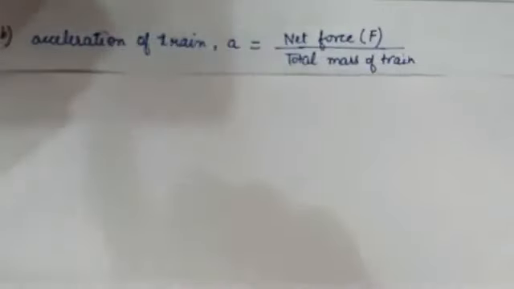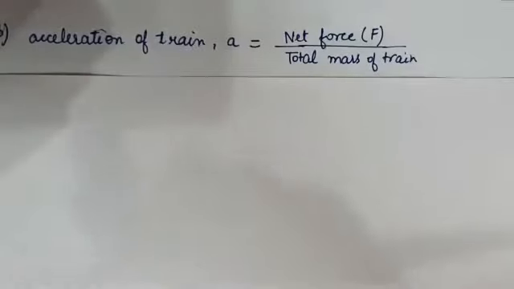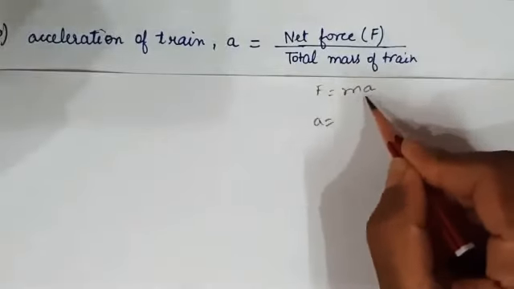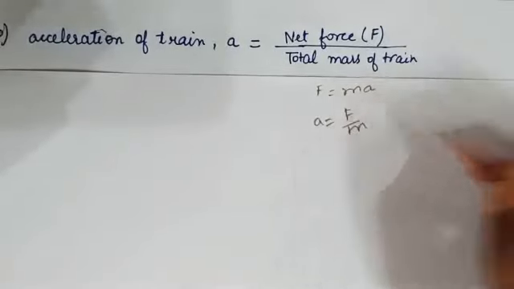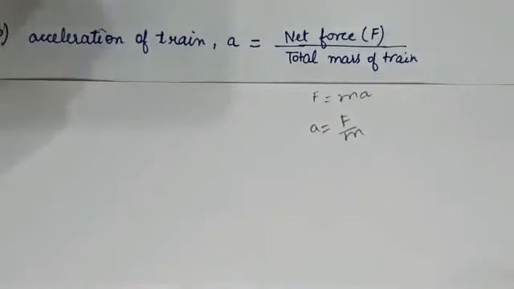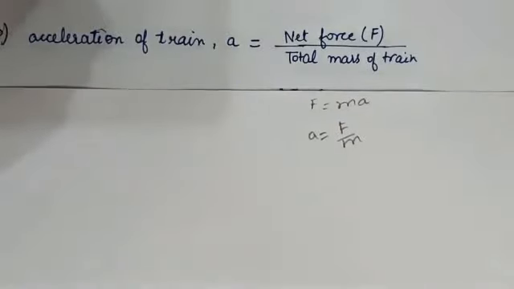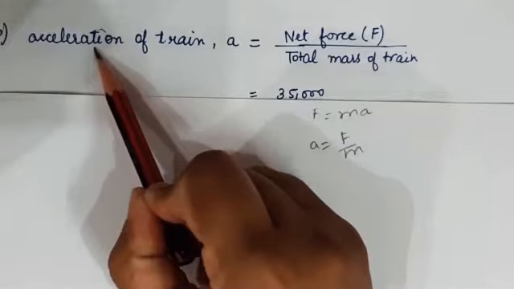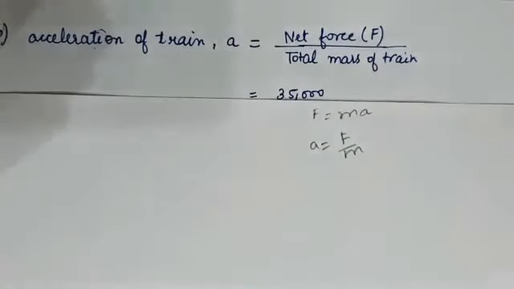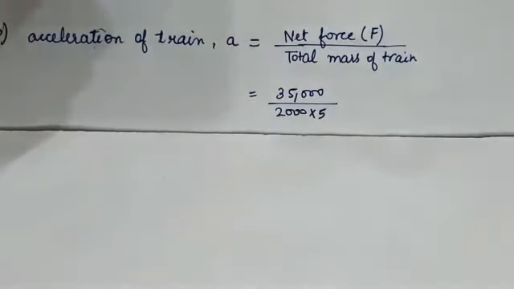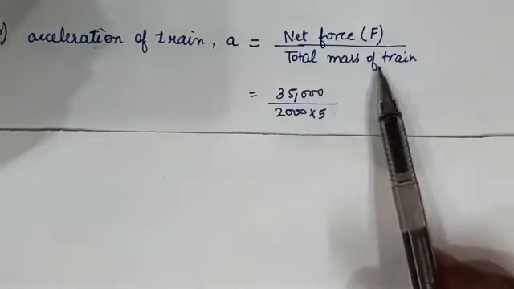B part is calculate the acceleration of the train. Okay, what is acceleration? Acceleration is F upon m. Force is ma, so acceleration will be F upon m. Now which F we will take? That will be net force. So net force divided by total mass of the train, because we need to calculate the acceleration of the train. So we have to consider the total mass of the train. The net force we have calculated in the first case, that is 35,000 Newton. So what is the total mass of the train?